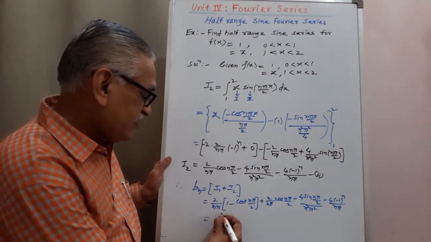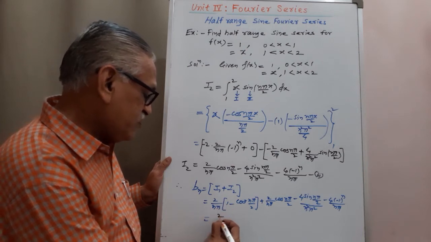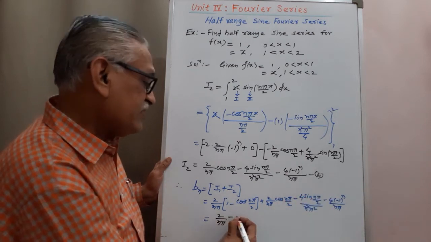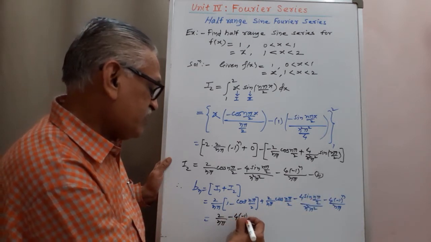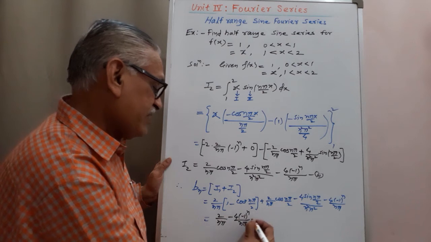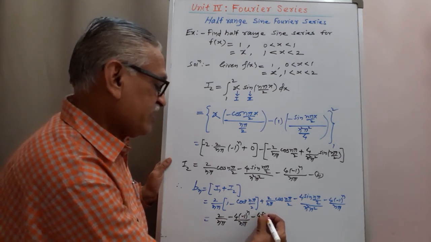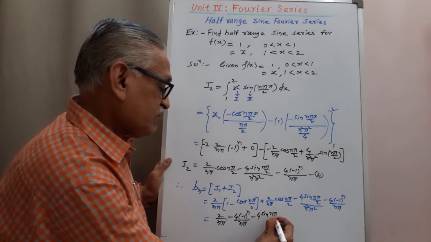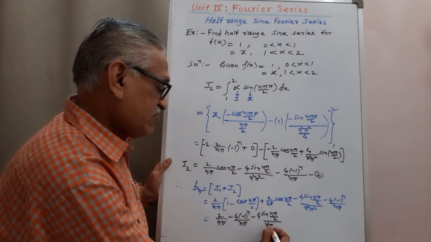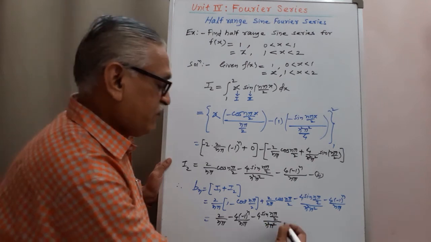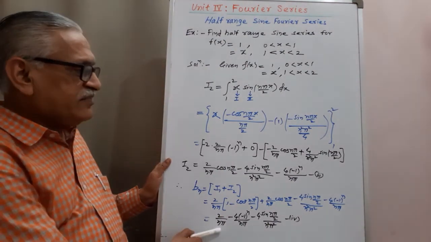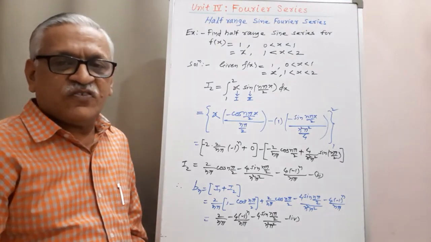The remaining terms are the first one, 2 divided by n pi, then minus 4 times minus 1 raised to n divided by n pi, and minus 4 sin n pi by 2 divided by n square pi square. This is equation number 4, the final value of Bn, and then we substitute this value in the Fourier series result.